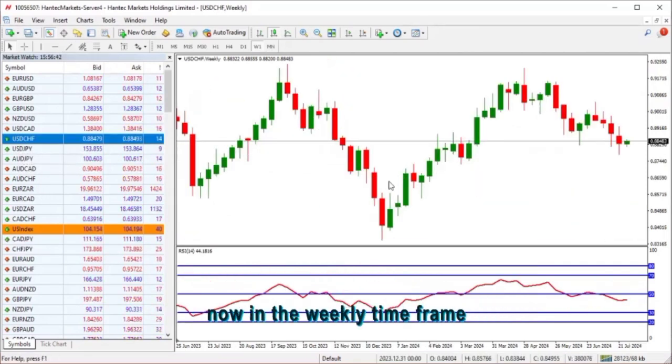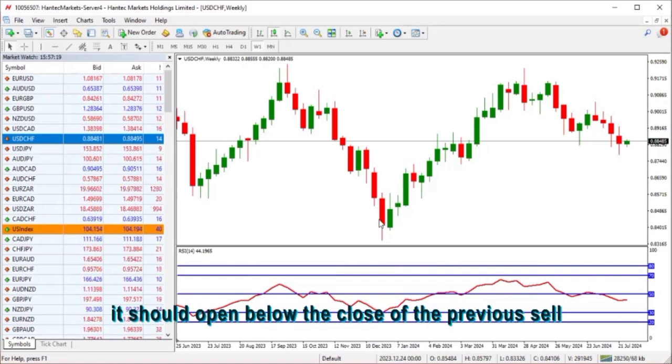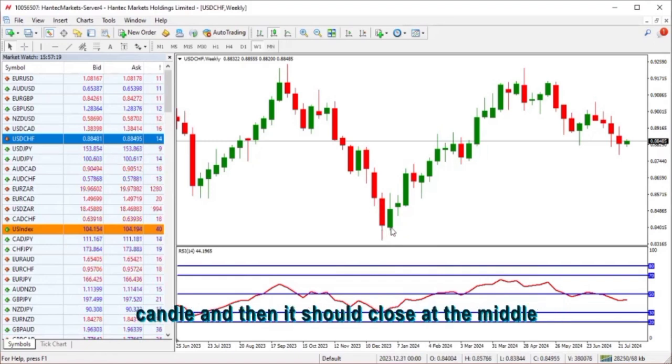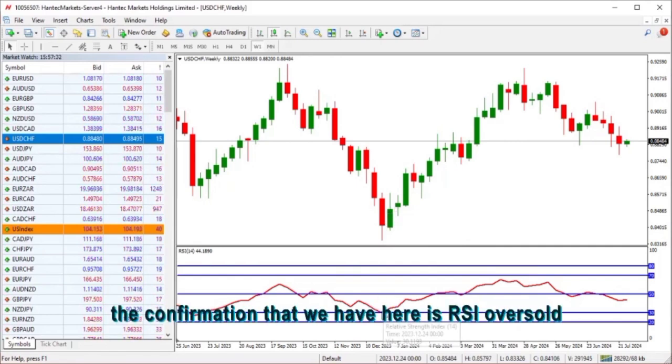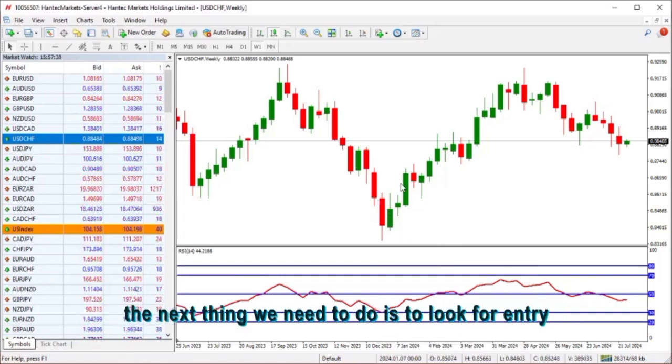Now in the weekly time frame, the USD Chef gave us a piercing line. For the piercing line to be valid, it should open below the close of the previous sell candle, and then it should close at the middle, 50% or more than 50% of the bearish candle. And if we spot this, the confirmation that we have here is RSI oversold.